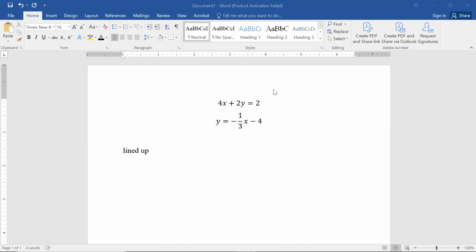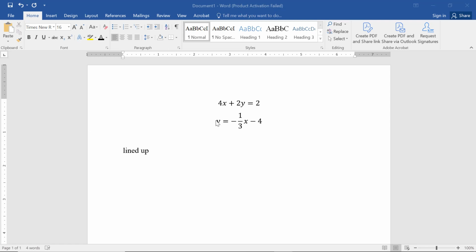Now, in order to line the terms up, I noticed that in my first equation, I have the x come first, then the y, then the equal sign, then the constant. In my second equation, I have the y, then the equal sign, then the x, then the constant. If you want, you could make the first equation match with the second, or if you want, you can make the second equation match with the first. I think I'm going to do that.